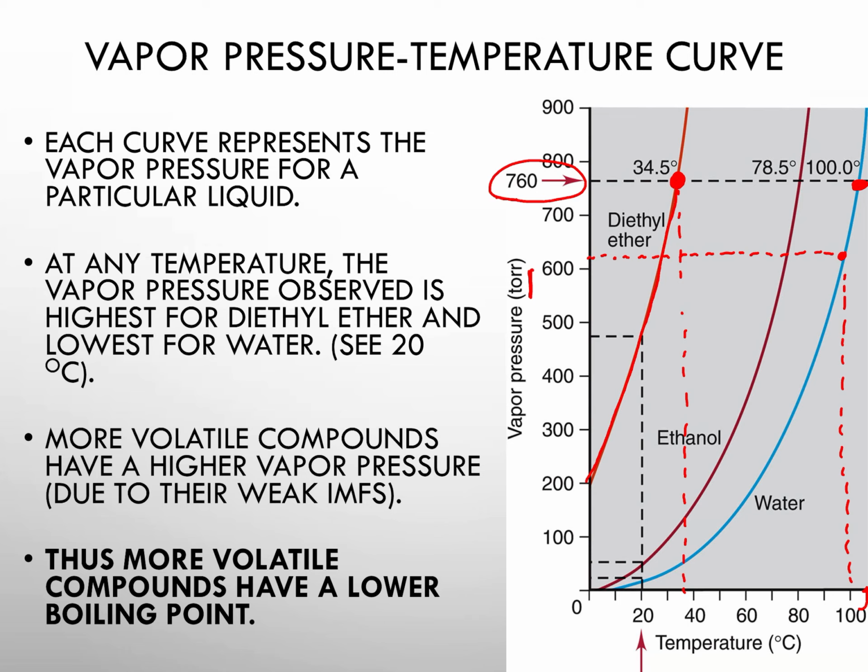But that's the whole point of this, right? For these curves, at a lower pressure, we would boil at a lower temperature. At a lower atmospheric pressure, we would boil at a lower temperature.